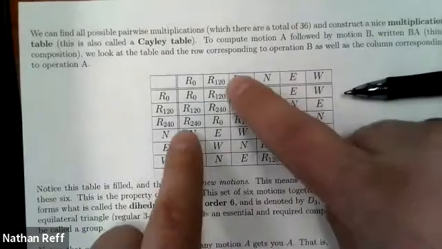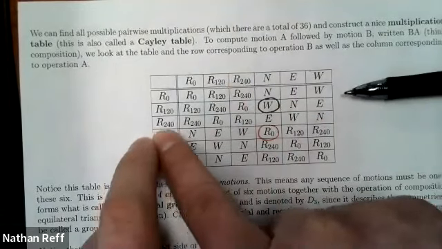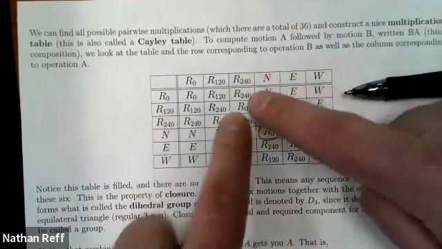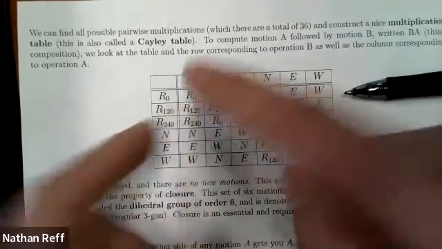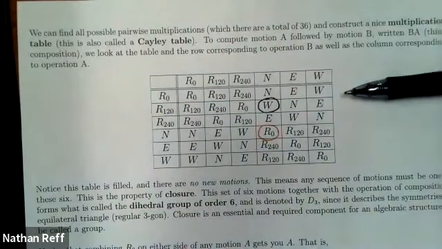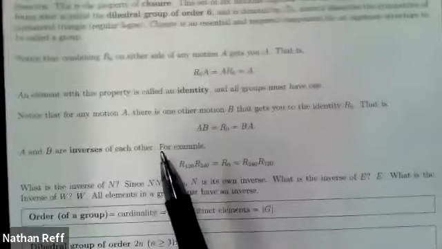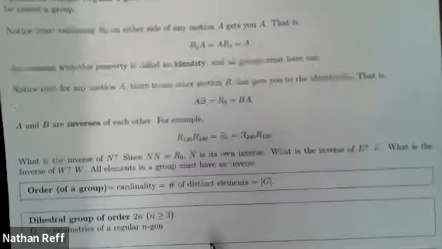But for rotations, that's not true, right? The inverse of R240 will be R120, and R120 will be R240, and R0 is its own inverse because, well, do nothing, I'm going to do nothing, right? So now this is another thing we have to have in every group, which is every element has to have an inverse.